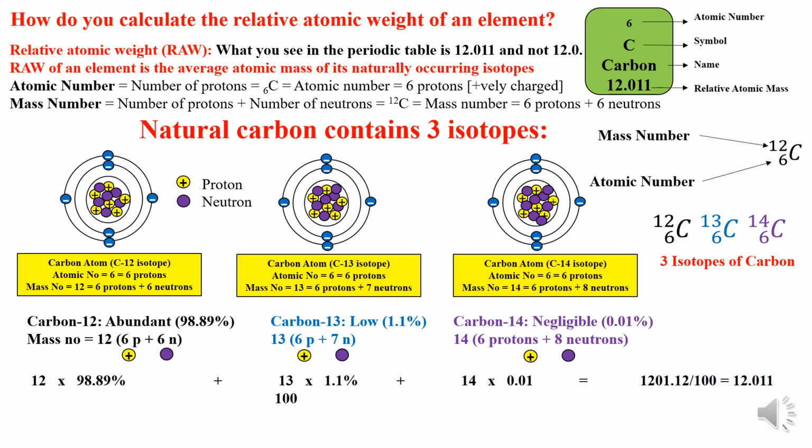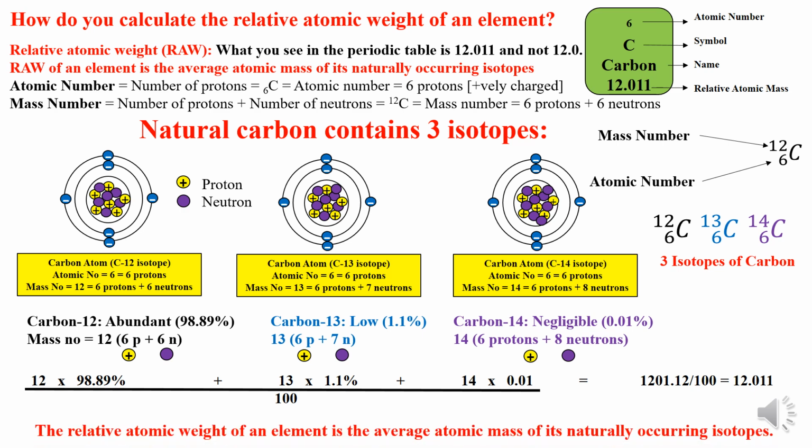And how do you calculate the relative atomic weight of carbon? You simply multiply the mass of each isotope with its relative abundance and then sum up all the three values and divide the whole thing by 100, because we are mentioning the relative abundance of these isotopes in percentages. Therefore, you divide the whole thing by 100 and that is how you get the decimal value of 12.011 for carbon. That is, the relative atomic weight of carbon is 12.011.